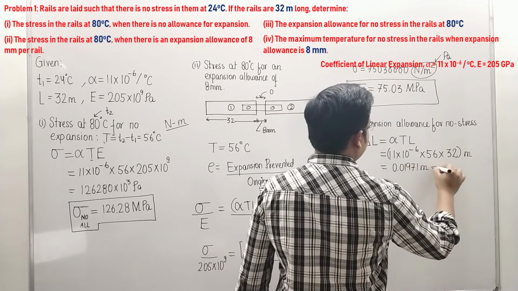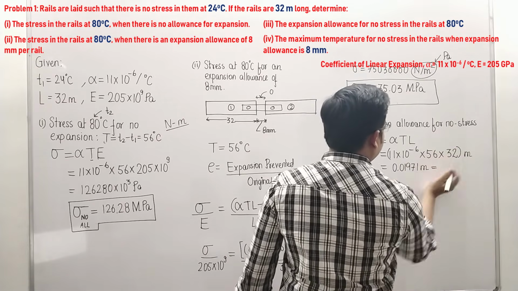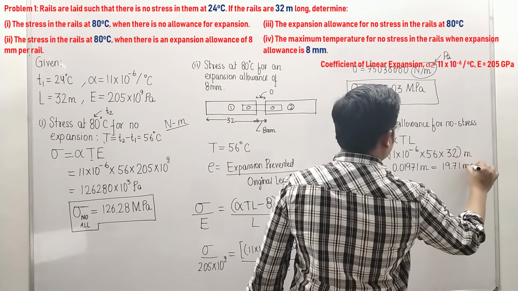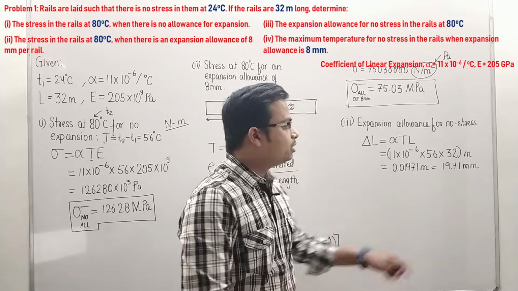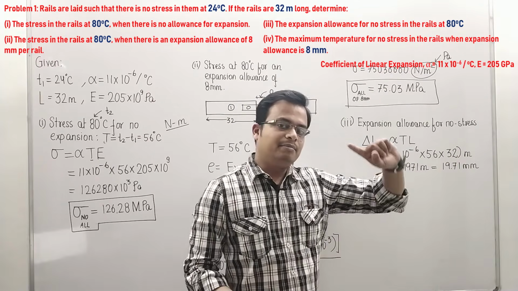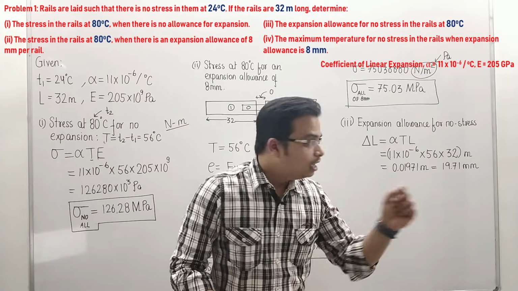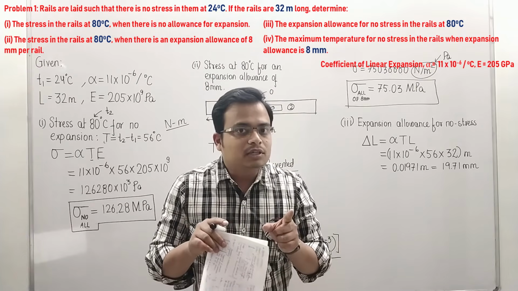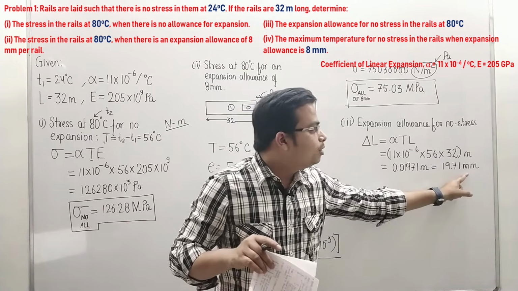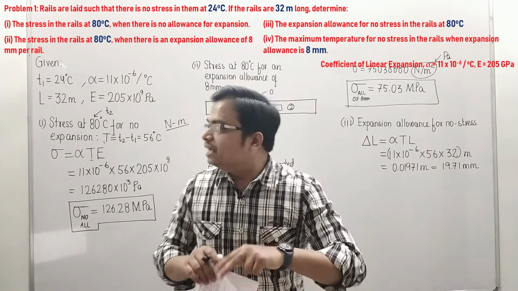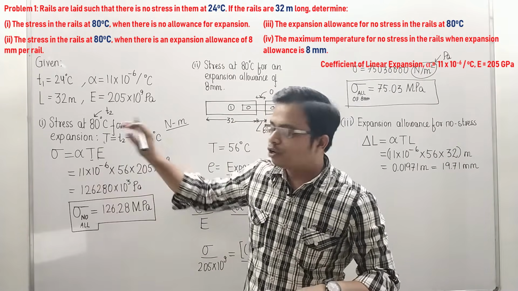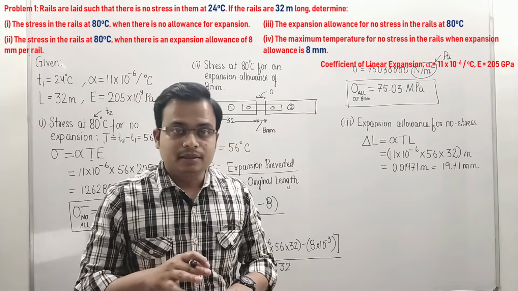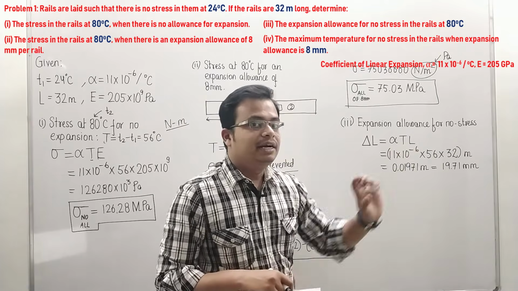If I were to convert this into millimeters, this is going to be 19.71 millimeters, which essentially means if you keep an allowance of 19.71 millimeters and let the temperature rise, listen to this very carefully. If you keep an allowance of 19.71, or in other words, if you allow the steel rail to expand up to 19.71 millimeters, maintaining this change in temperature of how much? 56 degrees. The change in or rise in temperature of 56 degrees, then no stresses will be generated.